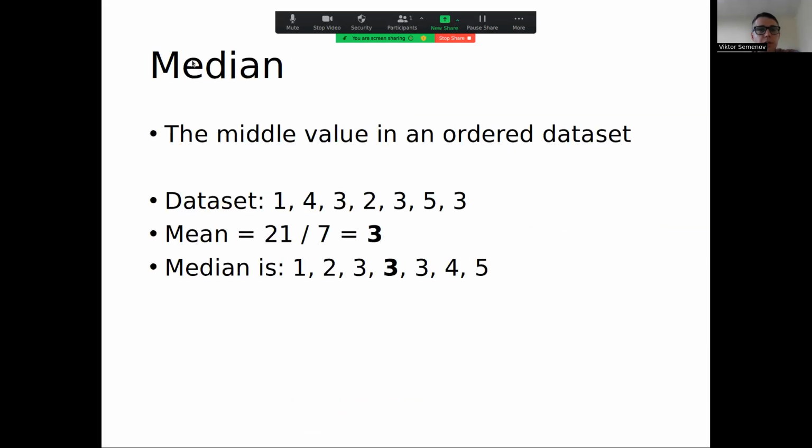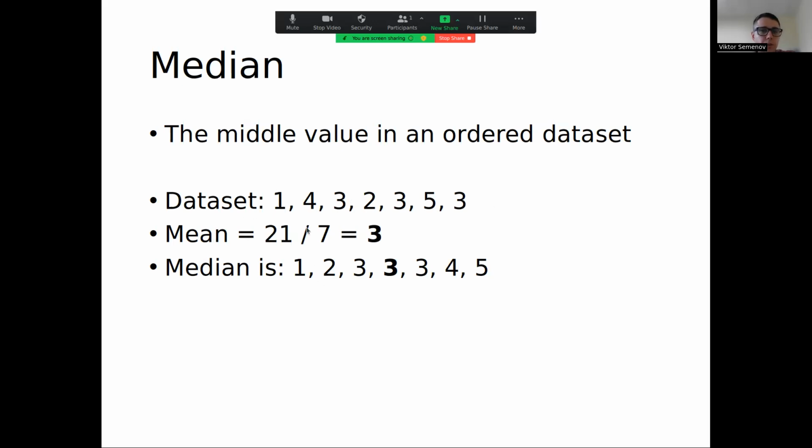So the next value that I would like to talk about is median. Median is the value which stands in the middle of an ordered data set. So imagine that we have a data set. It might be, for example, for simplicity, the count of episodes of flu during the previous year in some population. So we have 7 people. First one had 1 episode, the second one had 4 episodes, and so on and so forth.